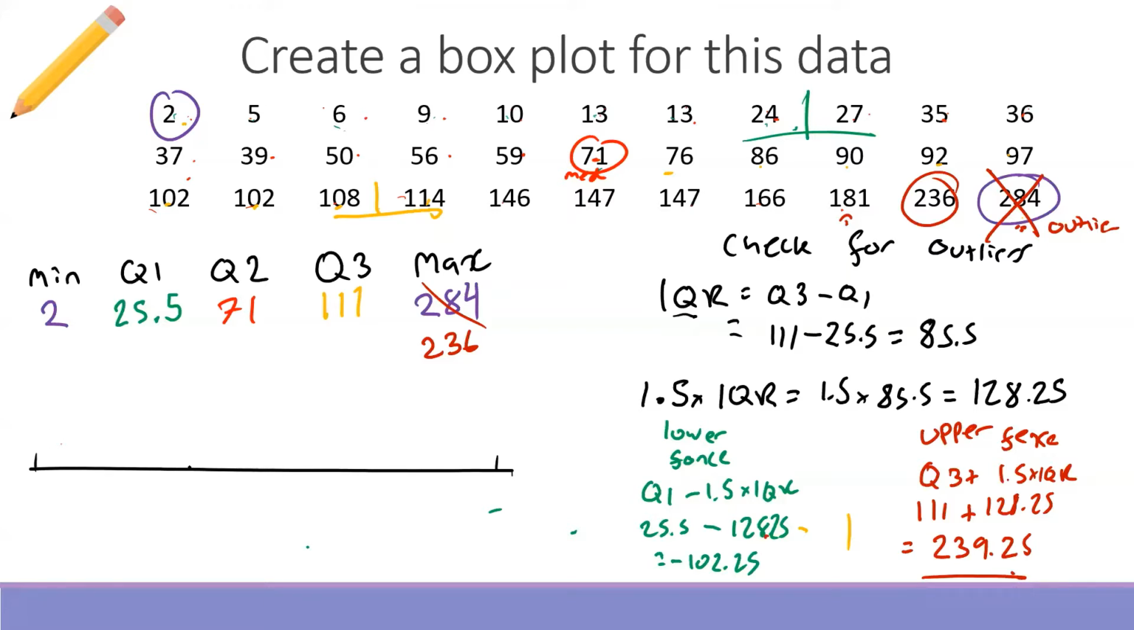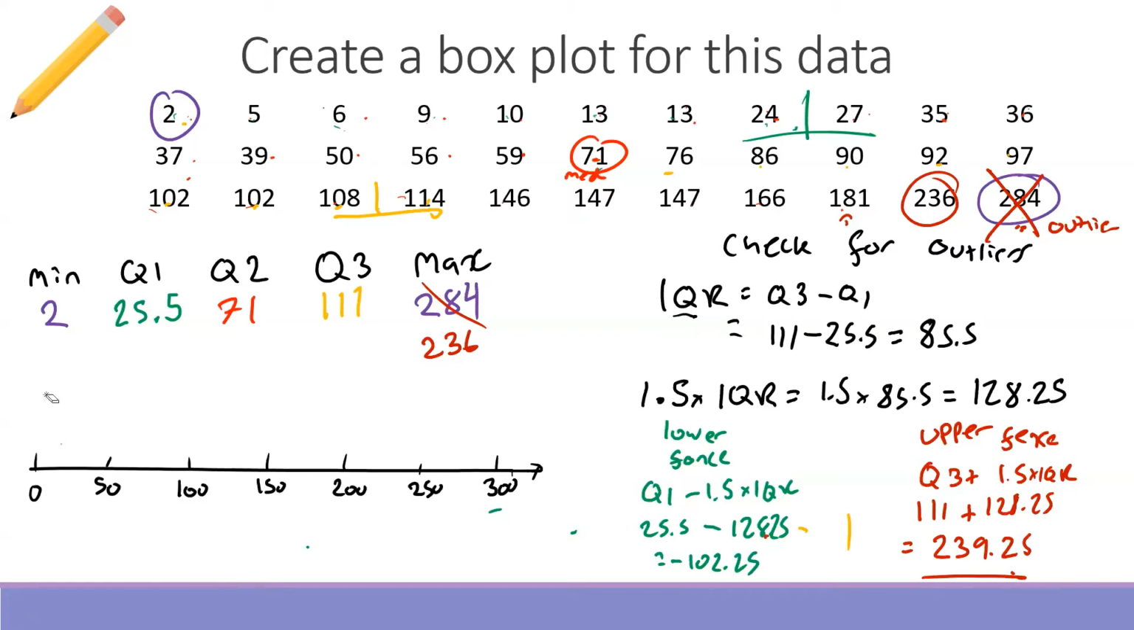And then I'm going to do 4, 6, 8, 10, 12. And then I'm going to do this. I'm going to go 0, 50, 100, 150, 200, 250, 300. Now, okay, so our minimum is 2. So that's easy to draw. I can just draw a line here at 2.